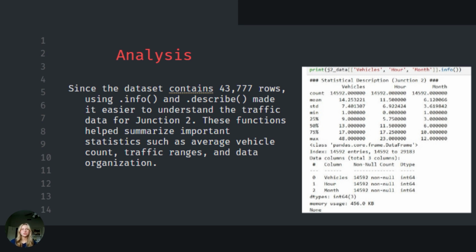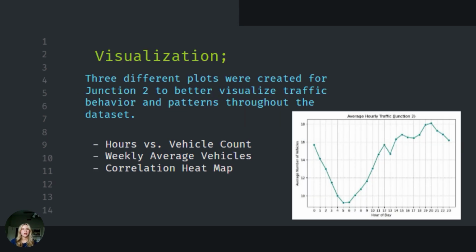By doing this initial analysis, it became a lot easier to understand how the traffic changed throughout the day, at the different times, and prepare for the visualization and the regression modeling later in this project.